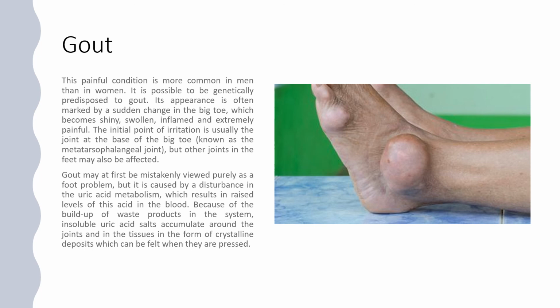Gout may at first be mistakenly viewed purely as a foot problem, but it is caused by a disturbance in the uric acid metabolism, which results in raised levels of this acid in the blood. Because of the buildup of these products in the system, insoluble uric acid salts accumulate around the joints and in the tissues in the form of crystalline deposits, which can be felt when they are pressed.